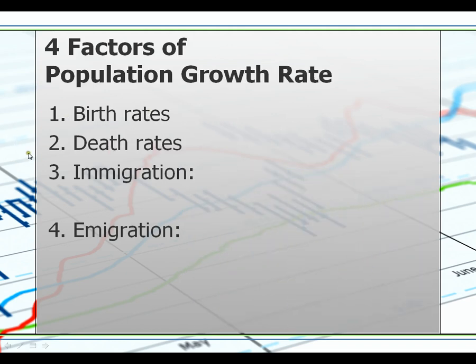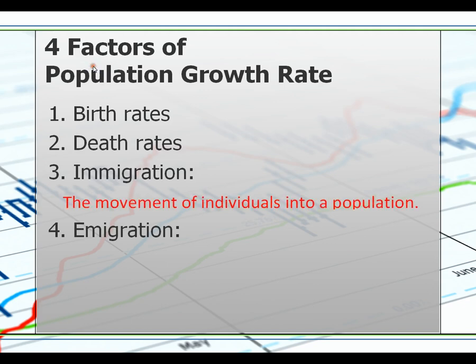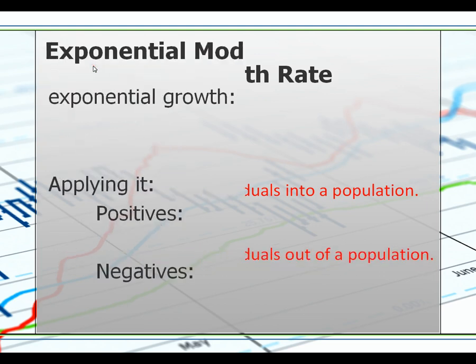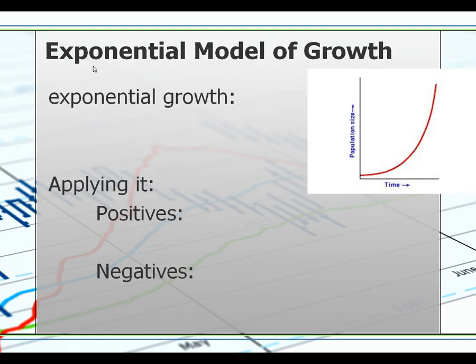These are terms that you should already be familiar with, mostly because they're common sense. They are the 4 factors of population growth rate: birth rates, death rates, and immigration. If you're in AP Human Geography, these should be very familiar. Now, there are a couple of models of population growth. The first one is called the exponential model of growth.